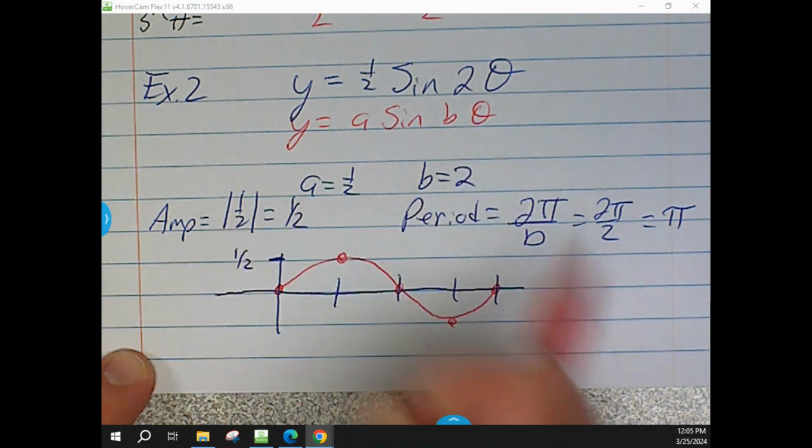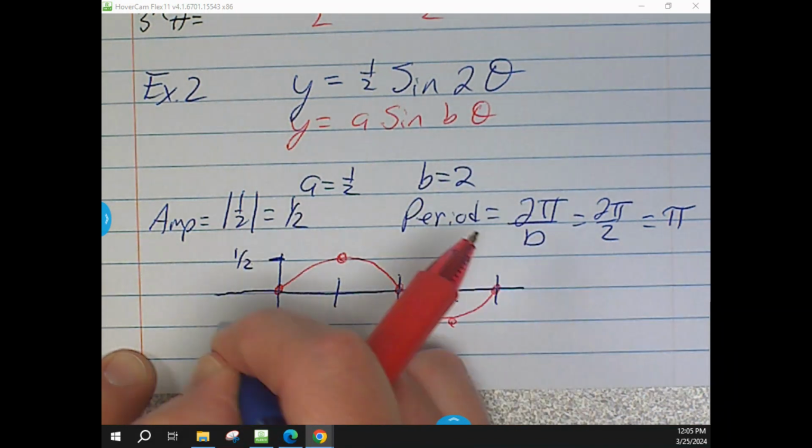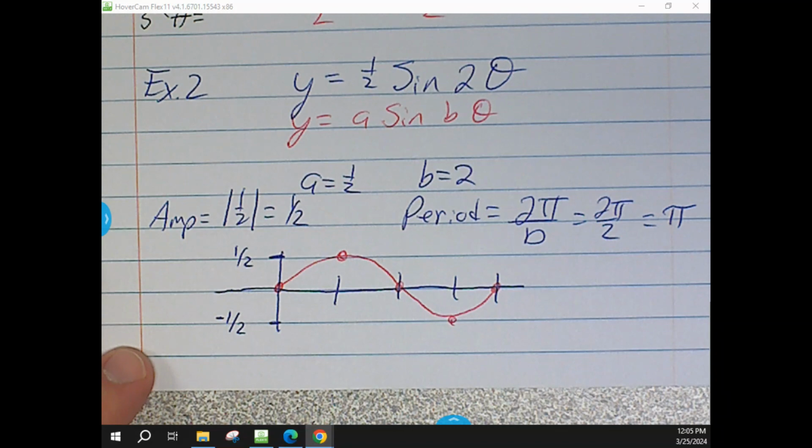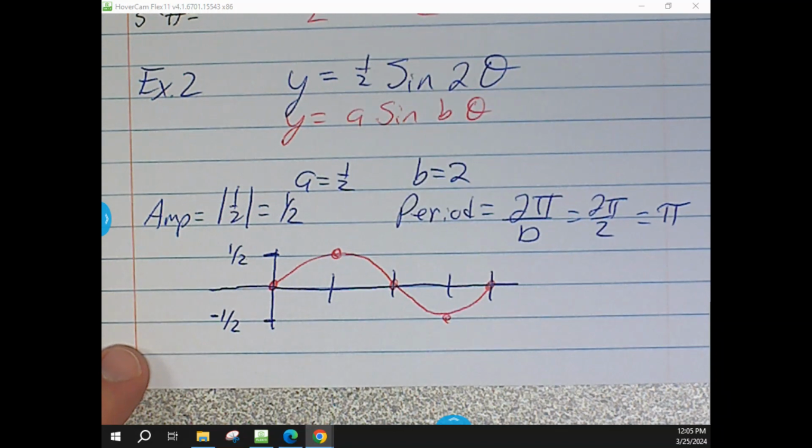Top is going to be positive 1/2. Bottom is going to be negative 1/2. Okay, and this period, this 2 pi divided by b, that's the last number that's going to go here.